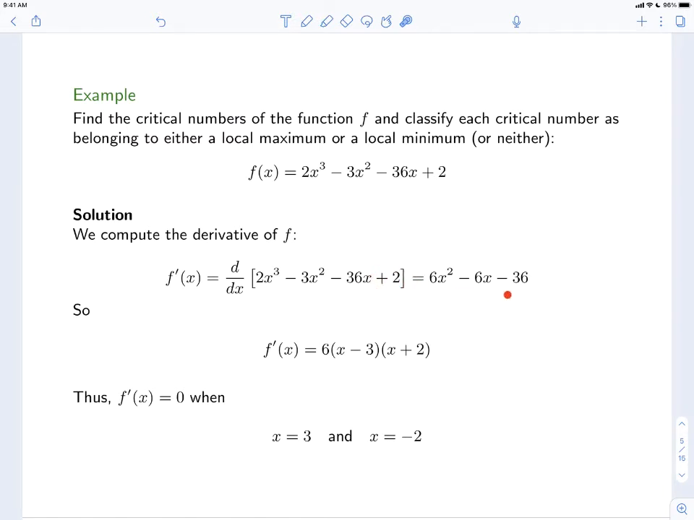We can factor this. First you take out the 6, and then you'll be left with x squared minus x minus 6, which you can factor as x minus 3 times x plus 2. Thus, f prime at x is equal to 0 when x is equal to 3 and x is equal to negative 2. This derivative is continuous everywhere, so there's no place where it's undefined. So the only critical points occur when the derivative is actually equal to 0. And that happens precisely when x is equal to 3 or x is equal to -2. And that's where these two values come from.